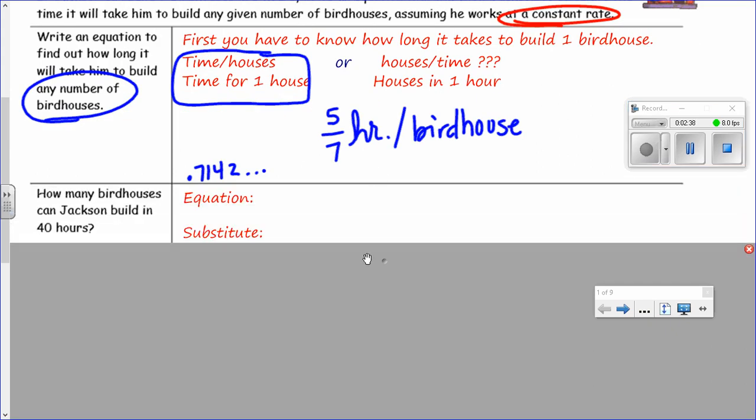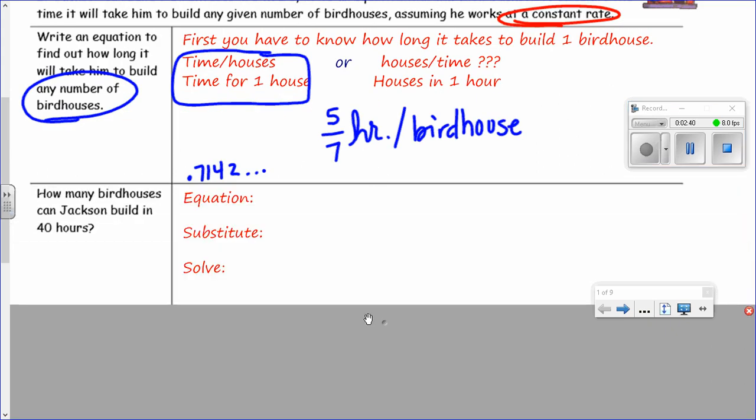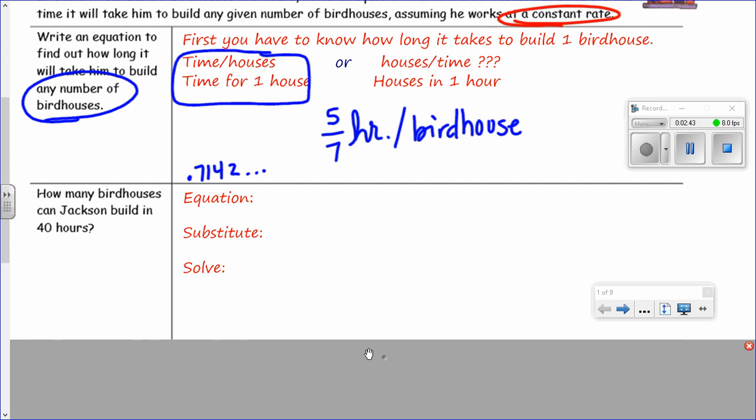Okay, how many birdhouses can he build in 40 hours? Well, we know that we need to use this equation, y equals kx. Always, always, always start with that. Y equals kx. Now we know we can use 5/7. So y equals 5/7 x. Remember that x is the number of birdhouses. Let's go ahead and label that. That's the number of birdhouses.